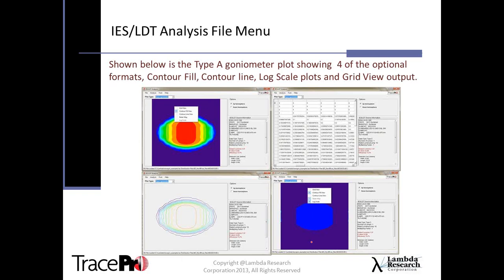As you can see, the top left plot is the contour fill plot, the bottom left is the contour line, the bottom right is the log scale plot, and the top right is the grid view plot. So you can get a lot of detailed information and get the right plotting options that you request to see this type of data and what you feel comfortable viewing.